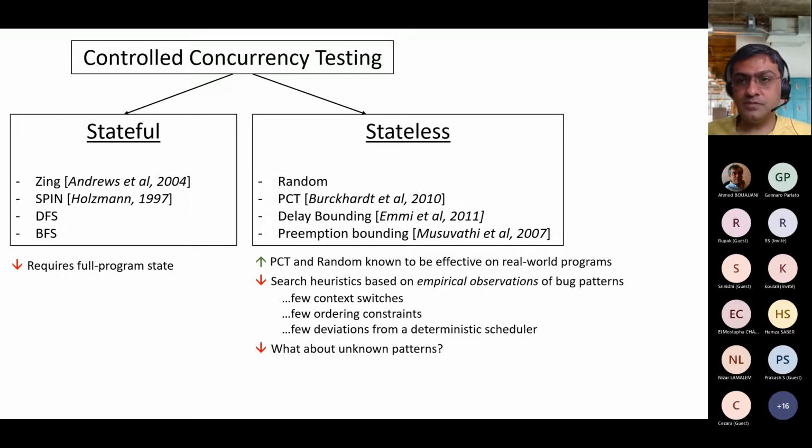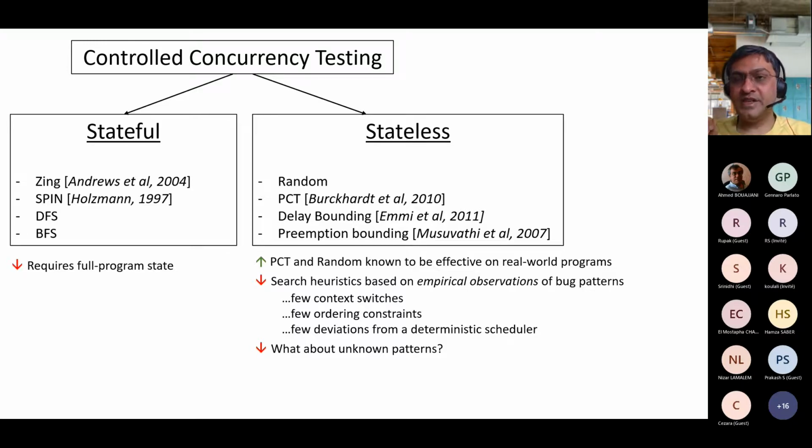So that's where stateful techniques lie. For a setting like Coyote, we do not implement stateful techniques because we can't solve this problem of taking a snapshot of a running C# program. So that's a challenge. And so stateless techniques address that challenge, and they provide a much better starting point for us to implement in Coyote.